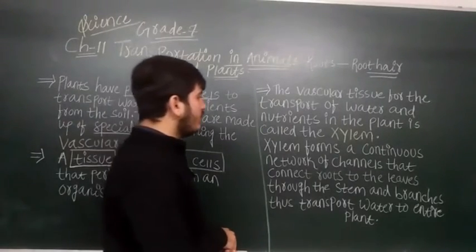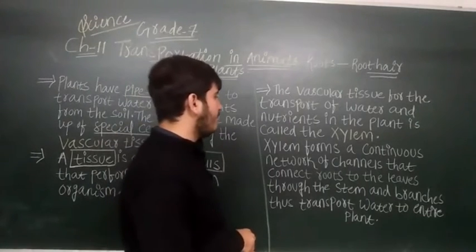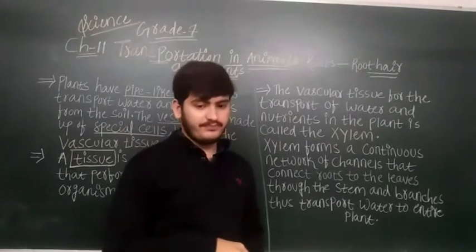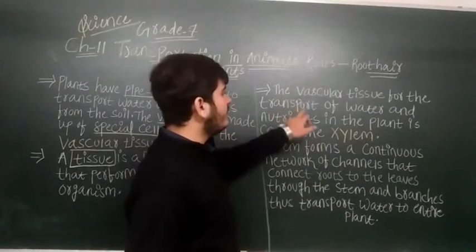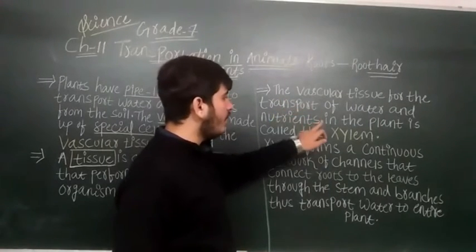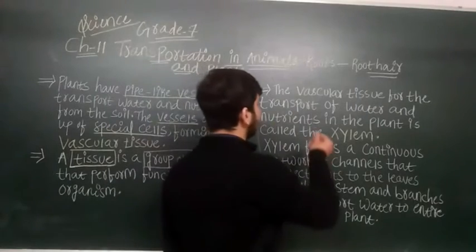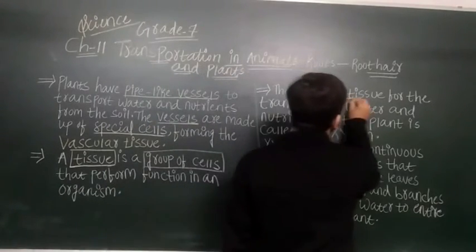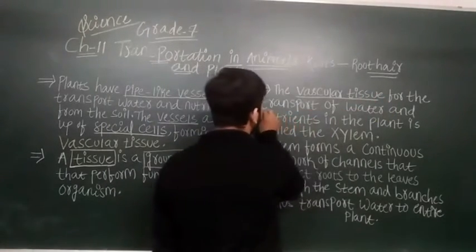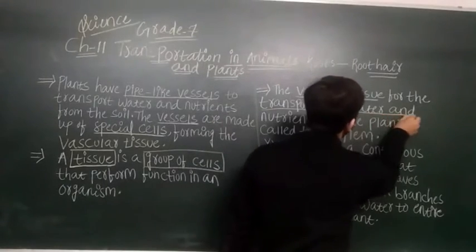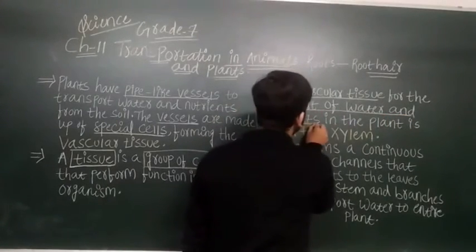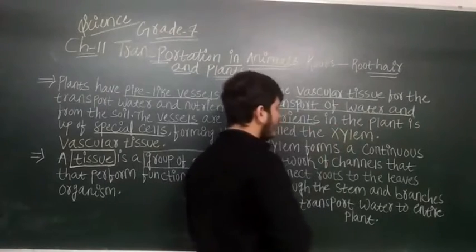Now moving forward, the vascular tissue for the transport of water and the nutrients in the plant is called the xylem. The vascular tissue for the transport of water and the nutrients in the plant is called the xylem. Means vascular tissue for the transport of what? For the transport of water and the nutrients only. These two things only the xylem is transporting.